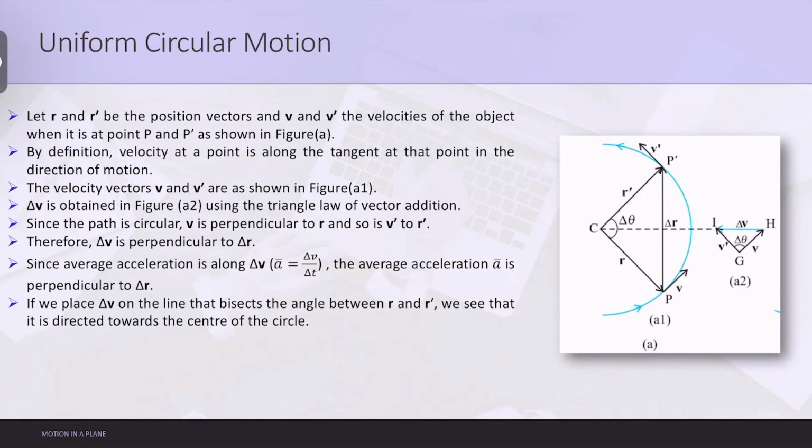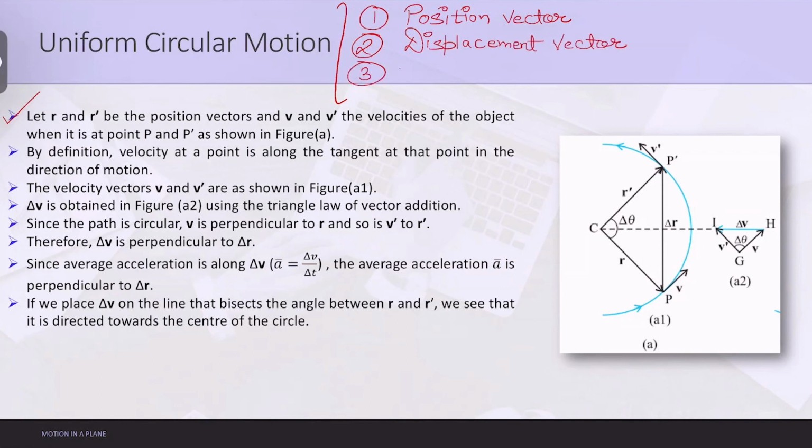Please understand this clearly so that you can understand how we calculate the acceleration value. Let small r and small r dash, which are vectors, be the position vectors. Just a quick revision of the vector part: what are the different types of vectors we learned in the previous chapter? We started with the position vector, the second was the displacement vector, the third is the zero vector, and the fourth is the unit vector.